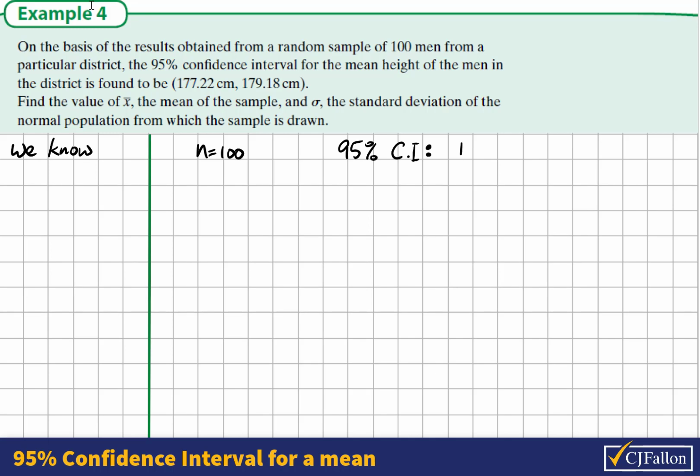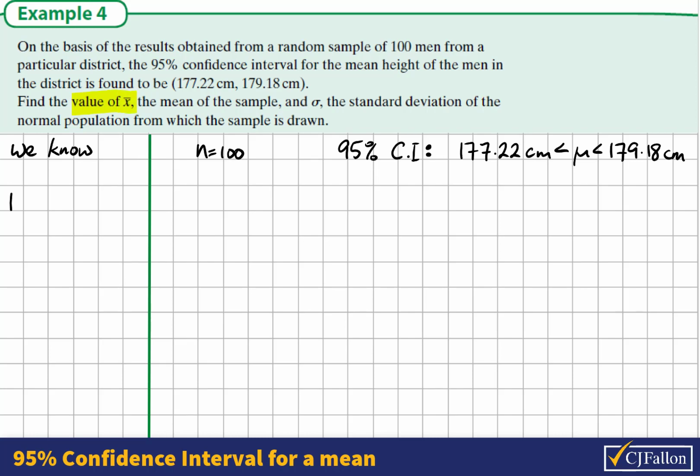We see that this confidence interval is between 177.22 centimeters and 179.18 centimeters. So the population mean lies in that interval. We've been asked to find the mean of the sample.